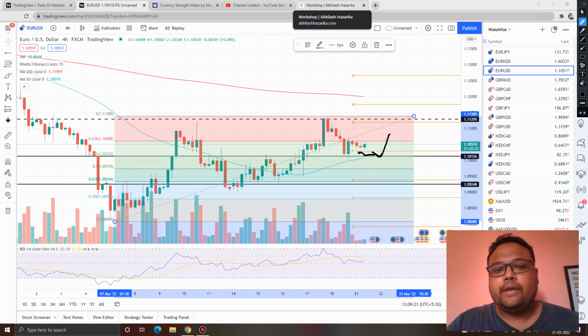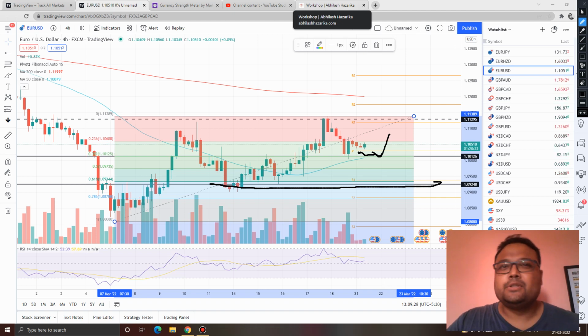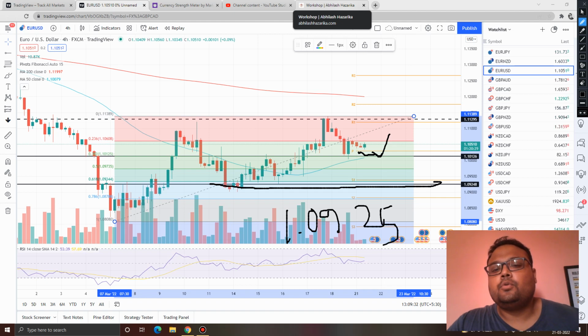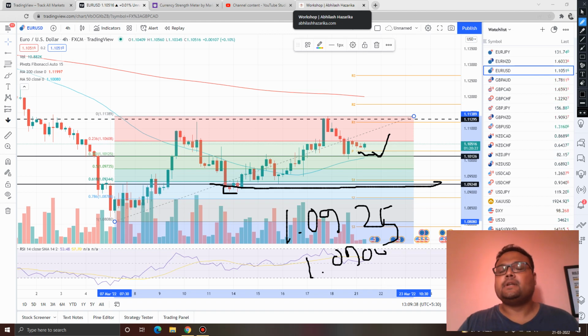Ultimately, we have a support around this level as well, 1.0925 to 1.0900. This is the ultimate support for the market, but I don't think the market will be testing this level too soon. As of now, let's keep our eyes on this level, 1.1010 only. If it breaks it, then we have this level.